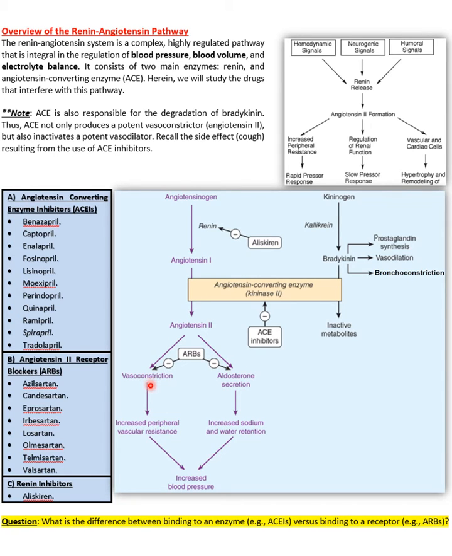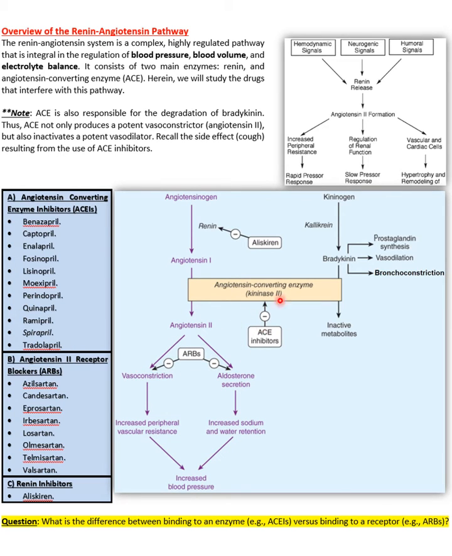Okay. So I want you to think about the difference between inhibiting the enzyme, the angiotensin converting enzyme, and blocking the receptors where angiotensin 2 binds. Okay, so what's the difference between these two? If you remember the difference between enzymes and receptors, then you should be able to tell.